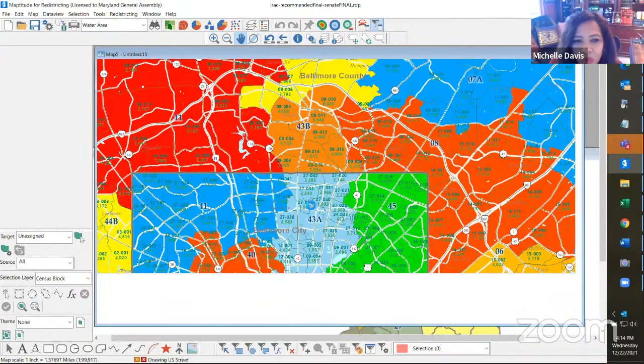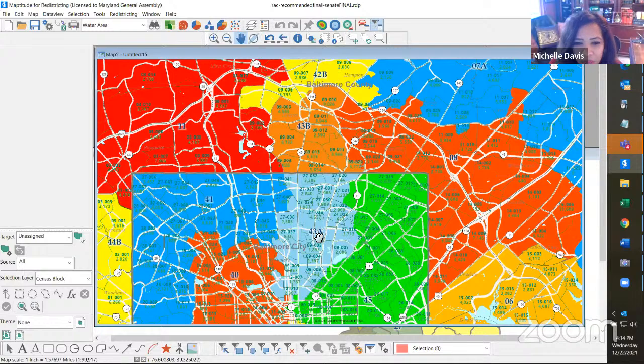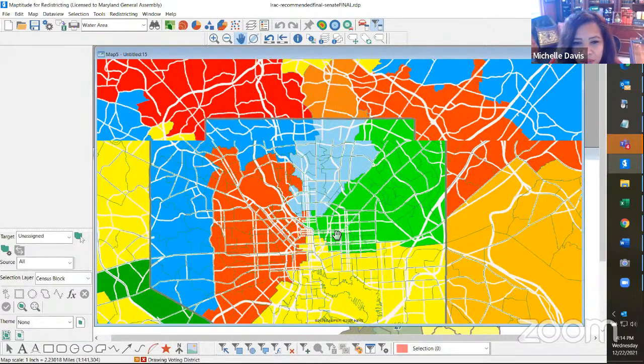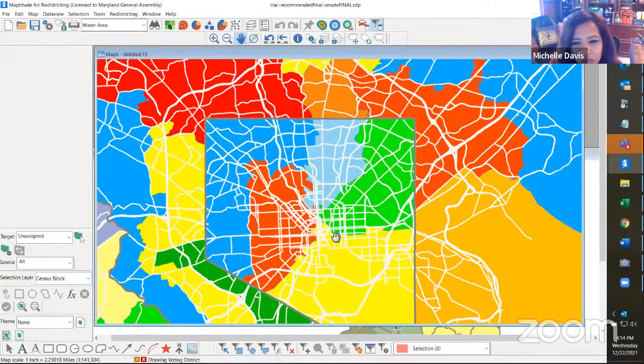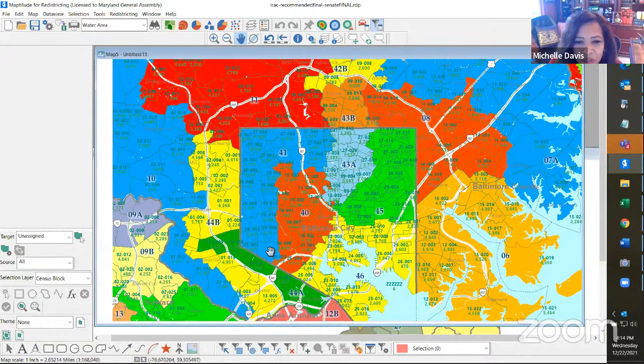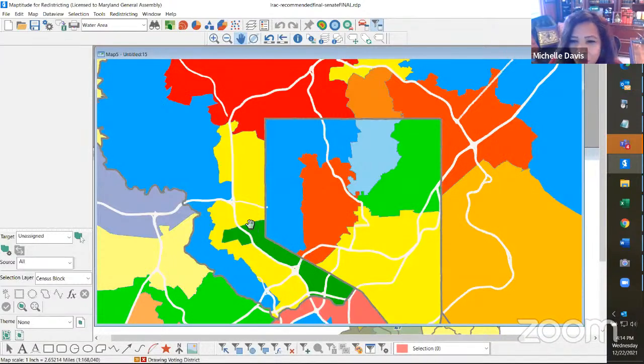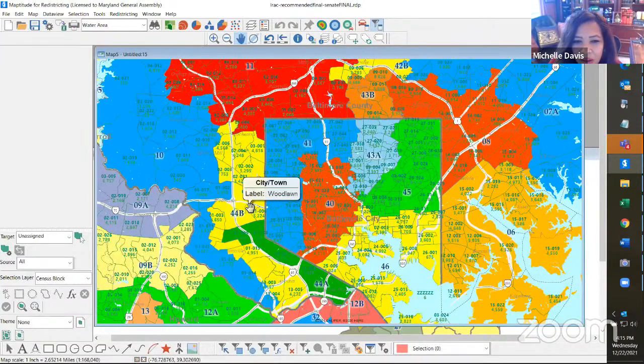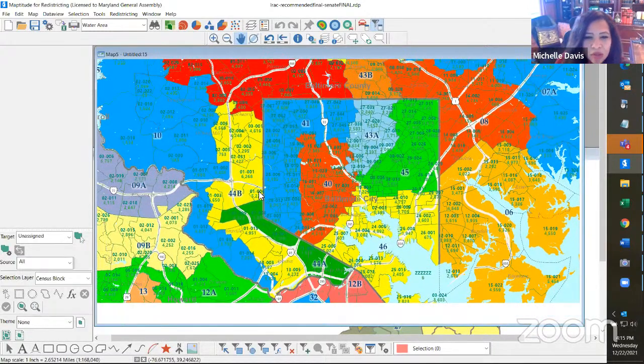Also, let me just back up here. So I think in total in Baltimore City now, we have 4.25 districts, so down from 5. And also notable is Senate District 44 is now located wholly in Baltimore County, and that is a sub-district as well.